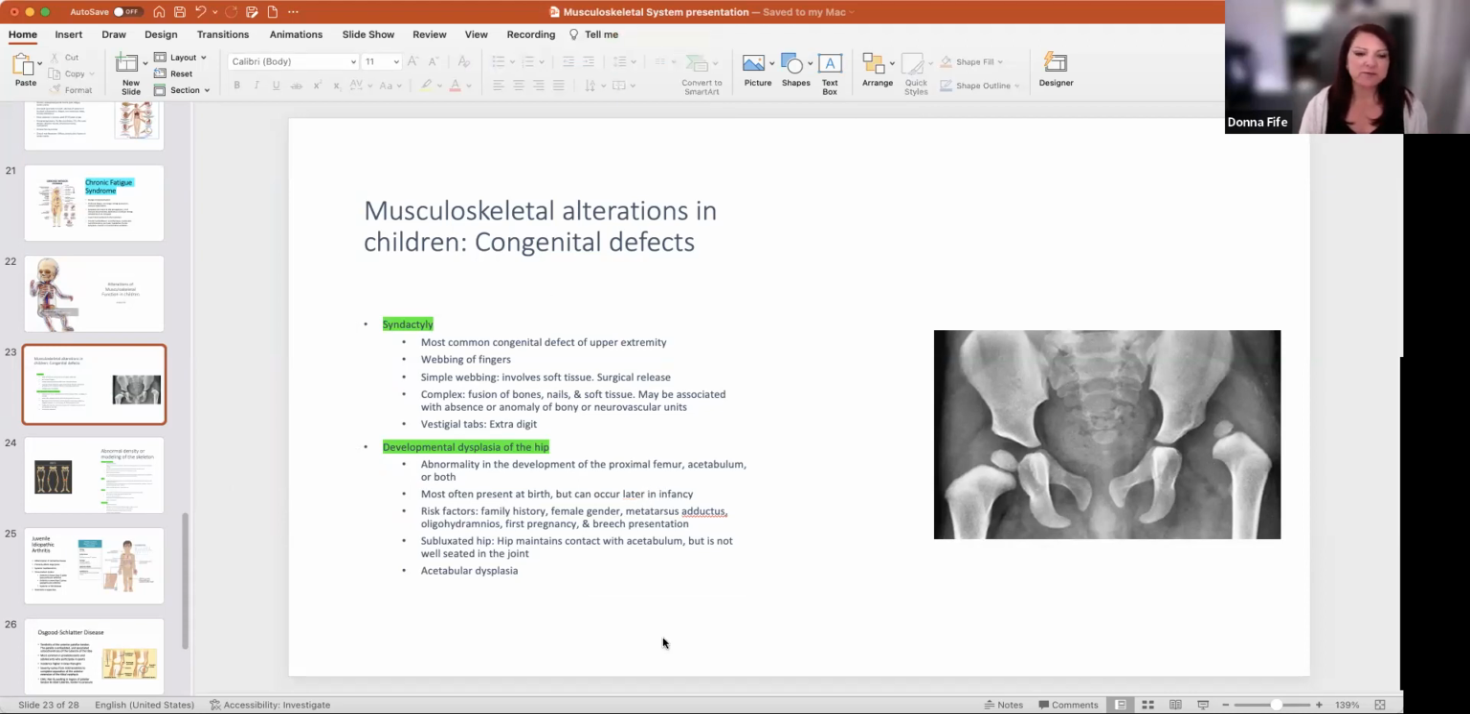Risk factors include family history, female gender, metatarsus adductus, oligohydramnios, first pregnancy, and a breech presentation with a pregnancy can cause this. A subluxated hip, the hip maintains contact with the acetabulum, but it's not well seated in the joint. And there's acetabular dysplasia. And this is just showing the picture here where that's not seated in the joint.